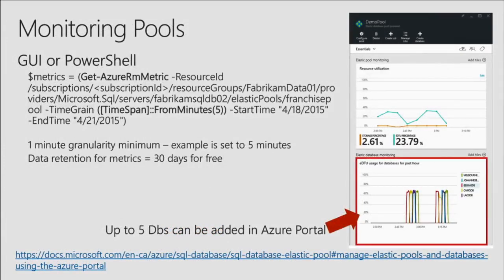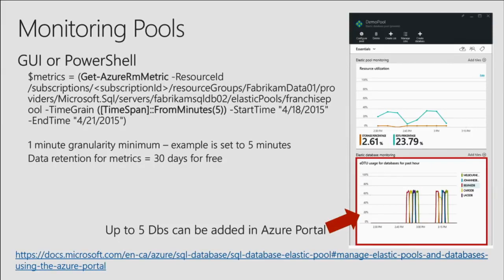Monitoring pools. This is when we have an elastic pool out in Azure. How do I do that? This is kind of an example of one of the ways you can do that. And one of the things about this example is that this will actually pull the data for 5-minute granularity, right? So when it goes over and grabs the metric, it'll actually give you the data for every 5 minutes. You can scale it all the way down to 1 minute.